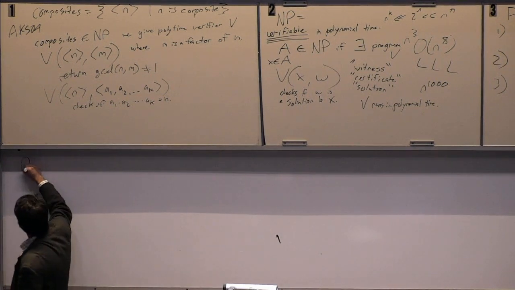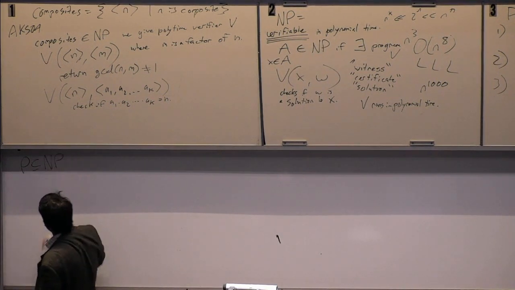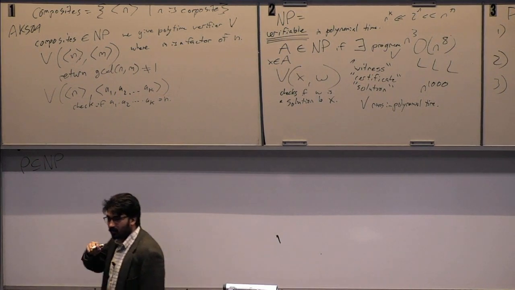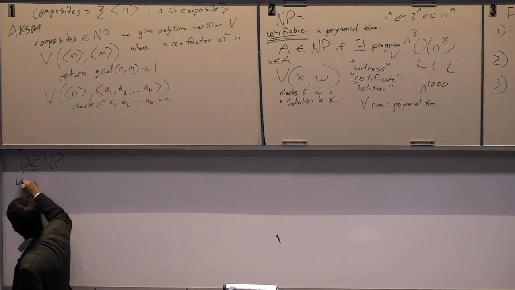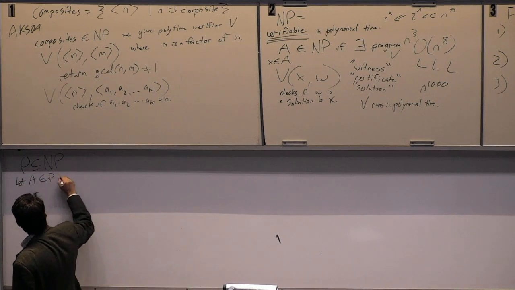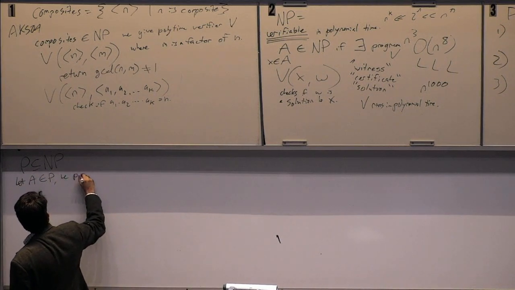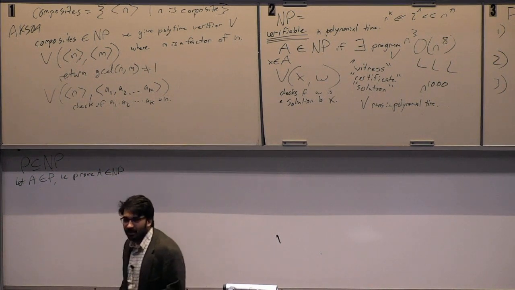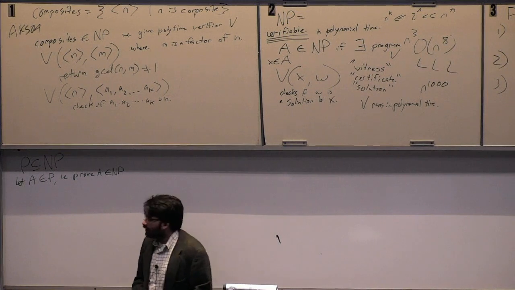We prove that P is a subset of NP. Okay? How are we going to do that? Let A be in P. We prove A is in NP. Since this is for all A in P, we'll prove that P is a subset of NP.